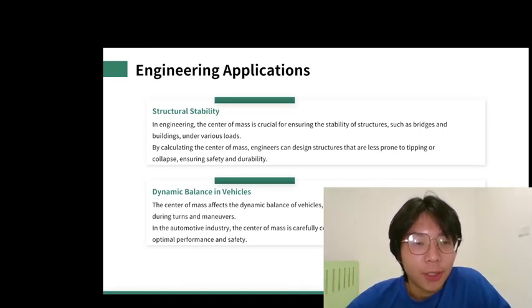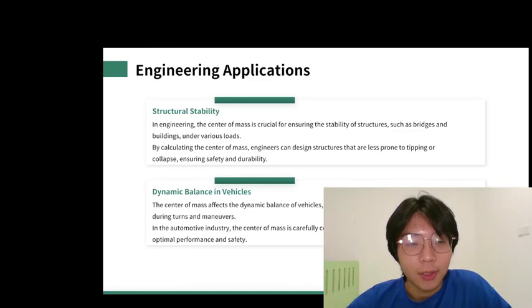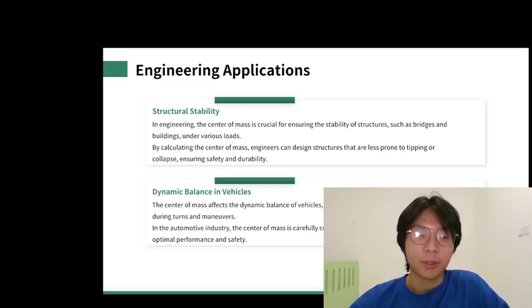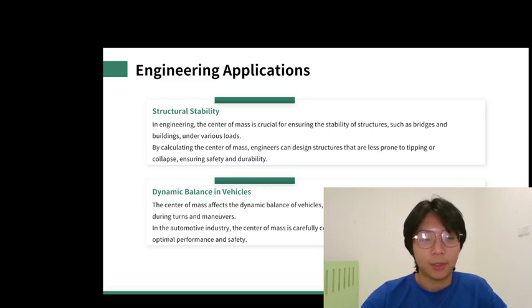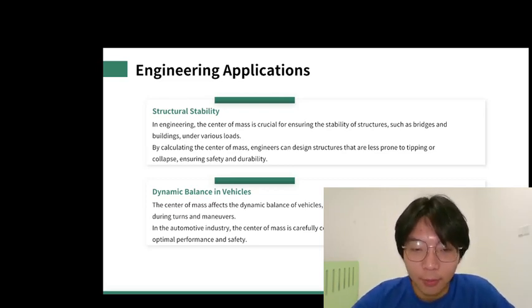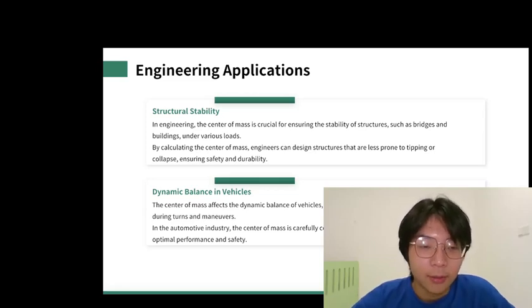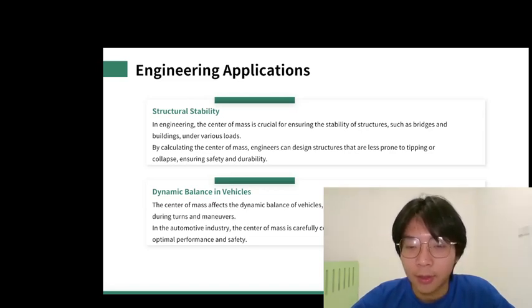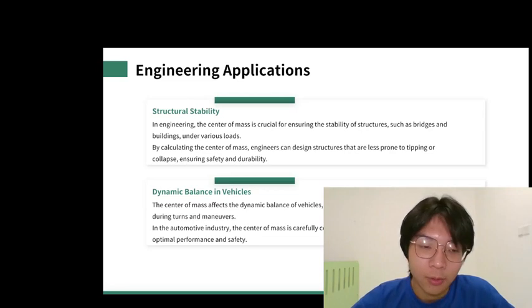What about engineering applications? In engineering, the center of mass is crucial for ensuring stability of structures such as bridges and buildings under various loads. By calculating the center of mass, engineers can design structures that are less prone to tipping or collapse, ensuring safety and durability. About dynamic balance in vehicles, the center of mass affects the dynamic balance of vehicles, influencing their handling and stability during turns and maneuvers. In the automotive industry, center of mass is carefully considered in the design of vehicles to ensure optimal performance and safety.